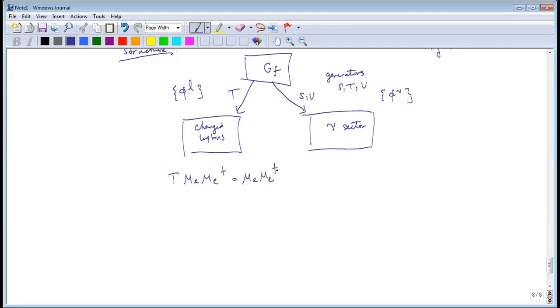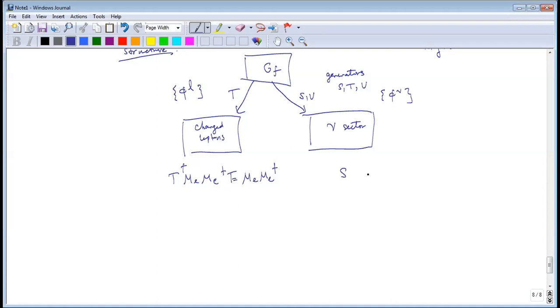This is what we mean by saying a preserved subgroup. That's going to be a T dagger. Let's put it like that. T M_E dagger T is equal to M_E dagger. So this is the statement that the charged lepton mass matrix is invariant under T, because that's the preserved one in this breaking pattern. Okay.